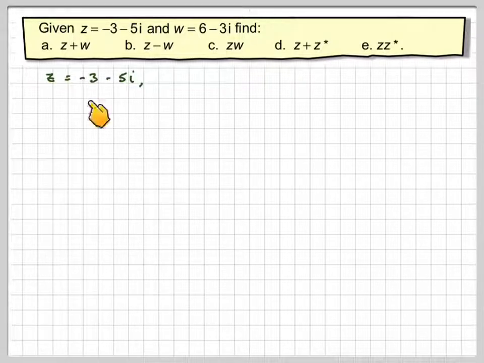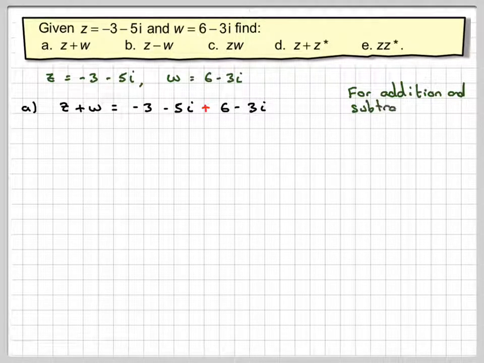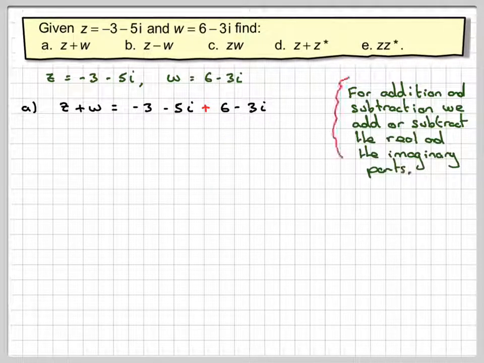Okay, so z is minus 3 minus 5i, w is 6 minus 3i. So we're going to add them, z plus w. So we've got minus 3 minus 5i plus 6 minus 3i. Now to add or subtract complex numbers, you need to add the real parts together and the imaginary parts together, taking account of the signs.